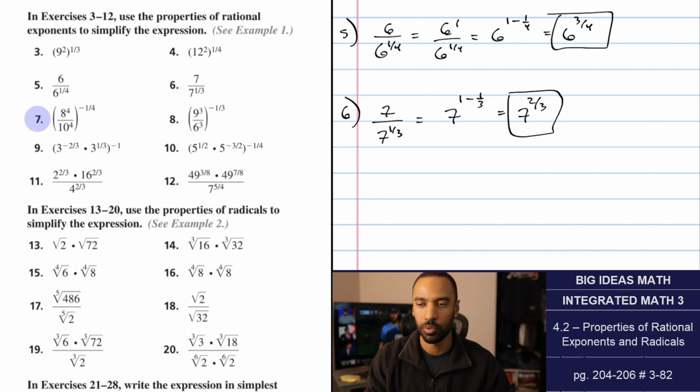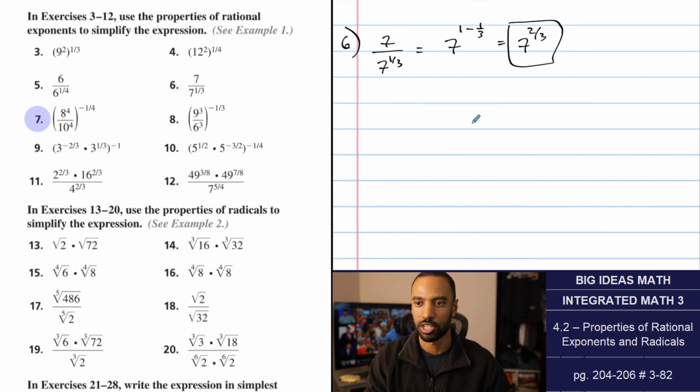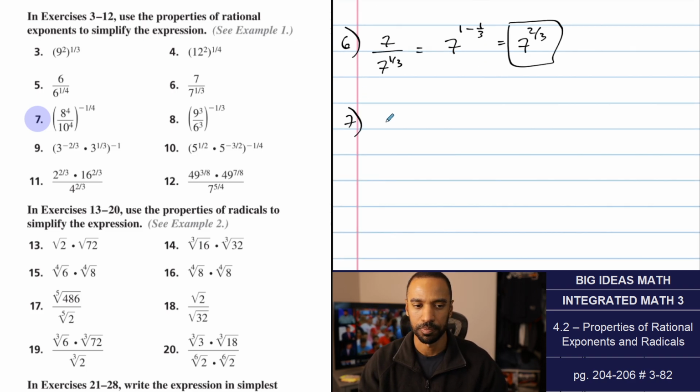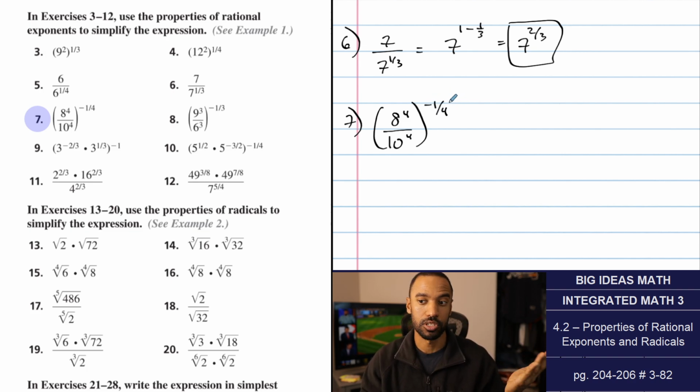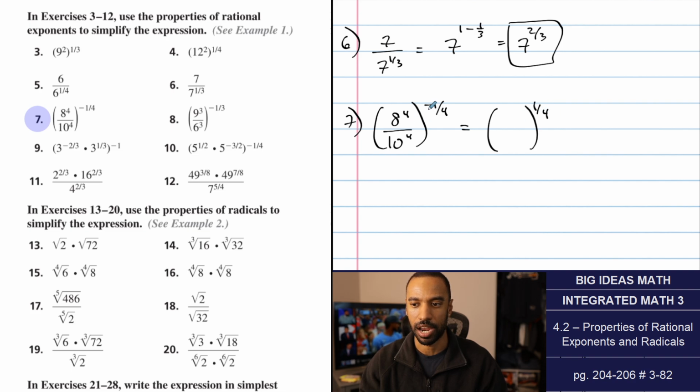Okay, number 7, we're dealing with a couple of properties here, and it depends on how you want to work out and write these things. I have 8 to the 4th over 10 to the 4th raised to the negative 1/4 power. Like I said, more than one way to work on this. If there's one thing I wanted to do first, and I don't know if you're aware of this, I can turn the negative exponent positive right now to 1/4 if I flipped the entire fraction, because this would go down and this would go up to turn them positive. In this case, this now turns positive here.